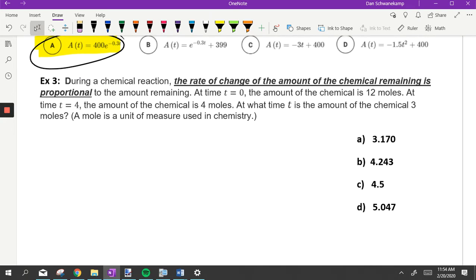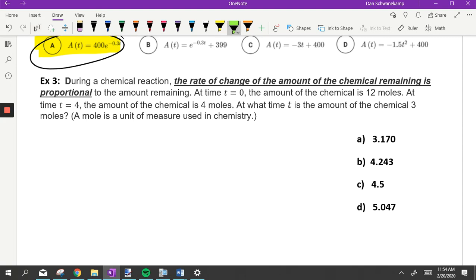Let's do it again. In example 3, it says during a chemical reaction, the rate of change of the amount of the chemical remaining is proportional to the amount remaining. At time t equals 0, the amount of the chemicals is 12 moles. At t equals 4, the amount of chemicals is 4 moles. At what time is the amount of chemical 3 moles? Okay, so a lot of things are going on there.